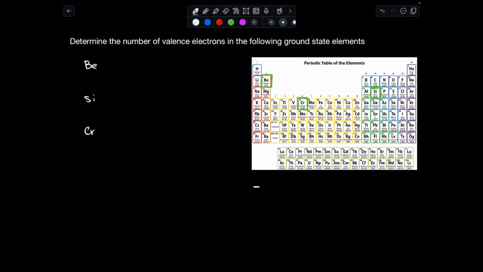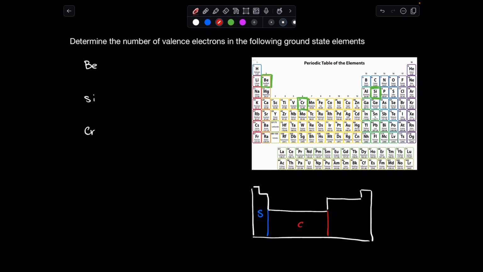So our S block looks something like this. Our D block looks something like this. And then our P block looks something like this. This is just a simplified way to look at our periodic table. Now we have different blocks. As I was saying, we have our S block, which is over here on our left. We have our D block, which is here in the middle. And we have our P block, which is here on the right. We also have the F block on the bottom, but we rarely use that, so let's just focus on S, D, and P. Now we can use these to really simplify and find our number of valence electrons very quickly.